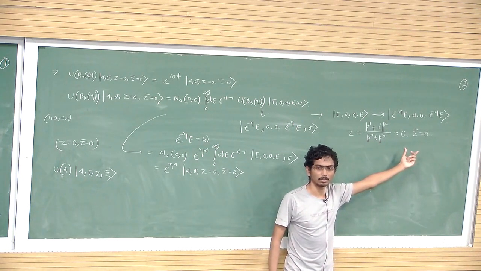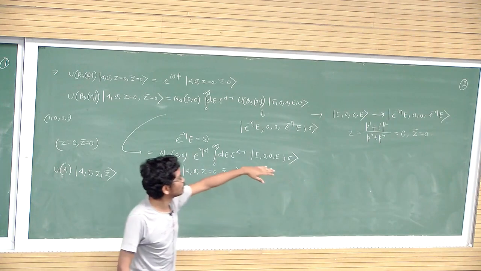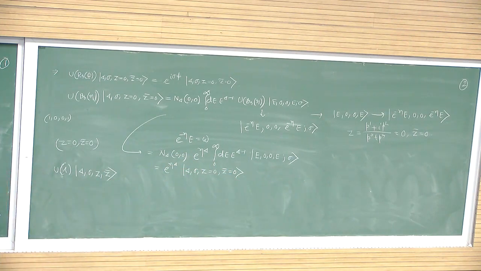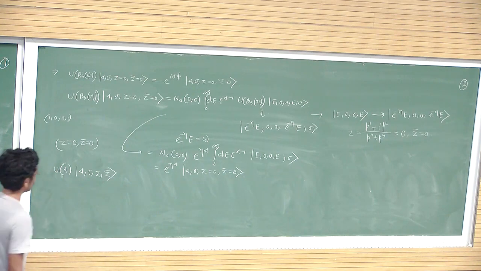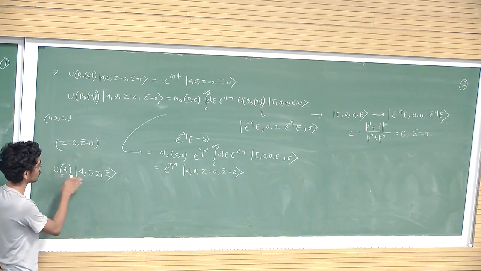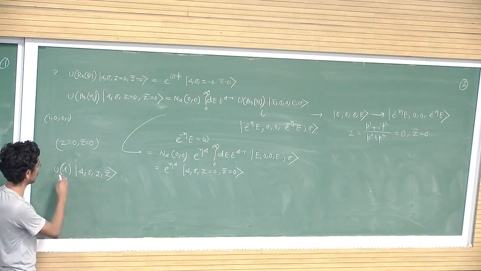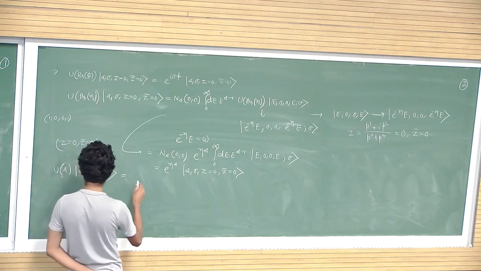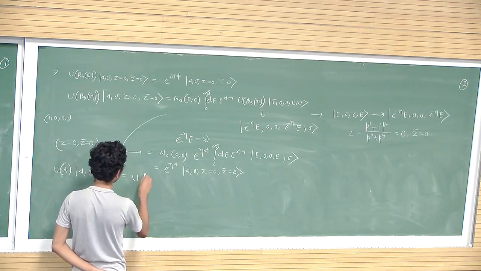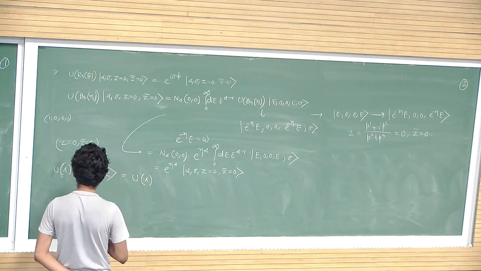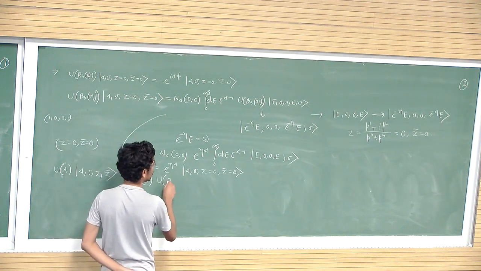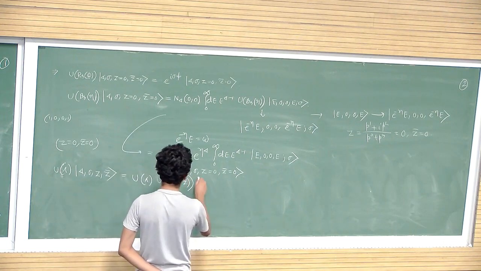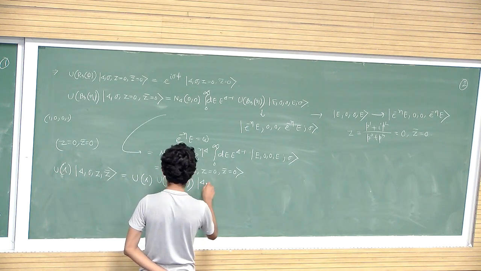I am trying to find the little group of that point, z equals 0, z bar equals 0. So I was trying to find the action of the Lorentz transformation, which is equivalent to SL2C, on this particular state. I will write it like this: U of lambda, say R z comma z bar, acting on this.